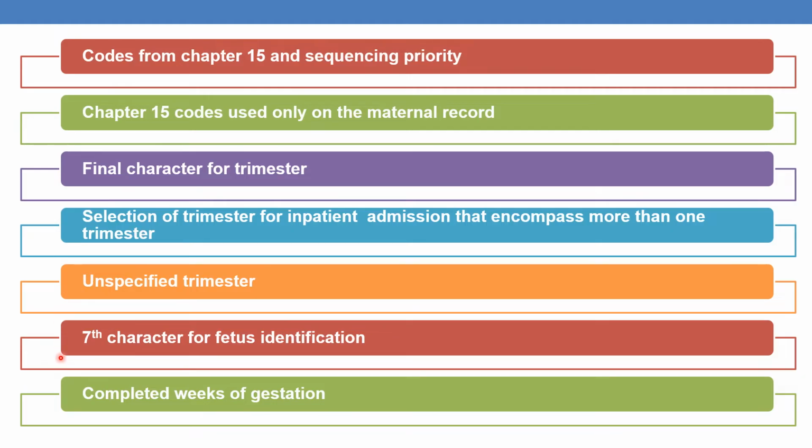Next is seventh character for fetal identification. The guideline regarding the seventh character for fetal identification and completed weeks of gestation. This is a new point that has been added since October 2022. Completed weeks of gestation is a new addition. These are the overall subclassifications of guidelines that come under general rules.